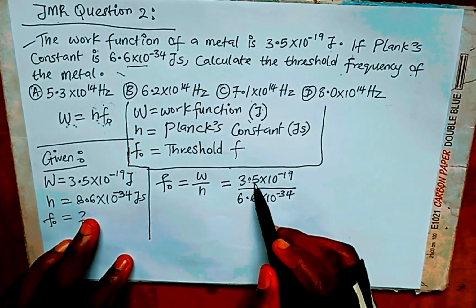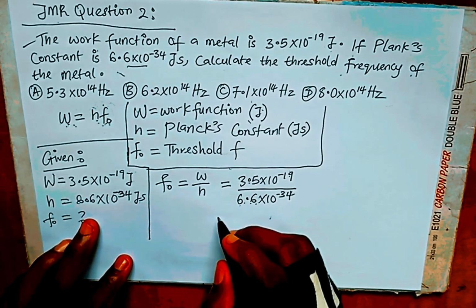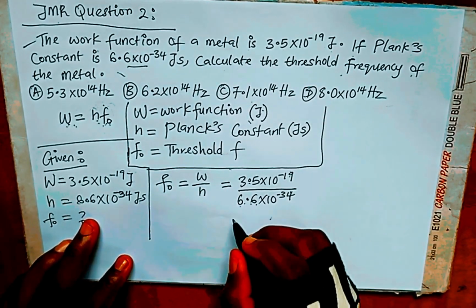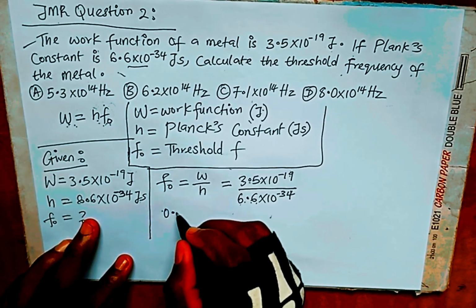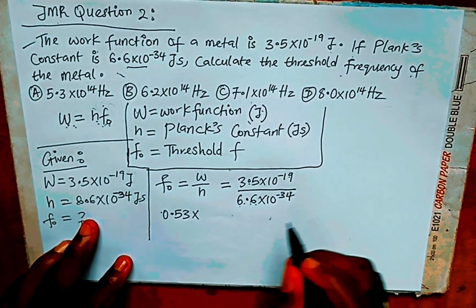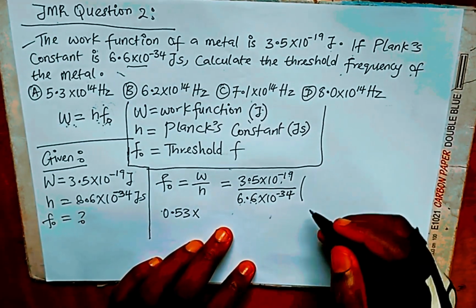So if we do 3.5 divided by 6.6, it will give us 0.53. Now, on the calculator, we want to do the 10 raised to power. Put brackets here for the raised to power.